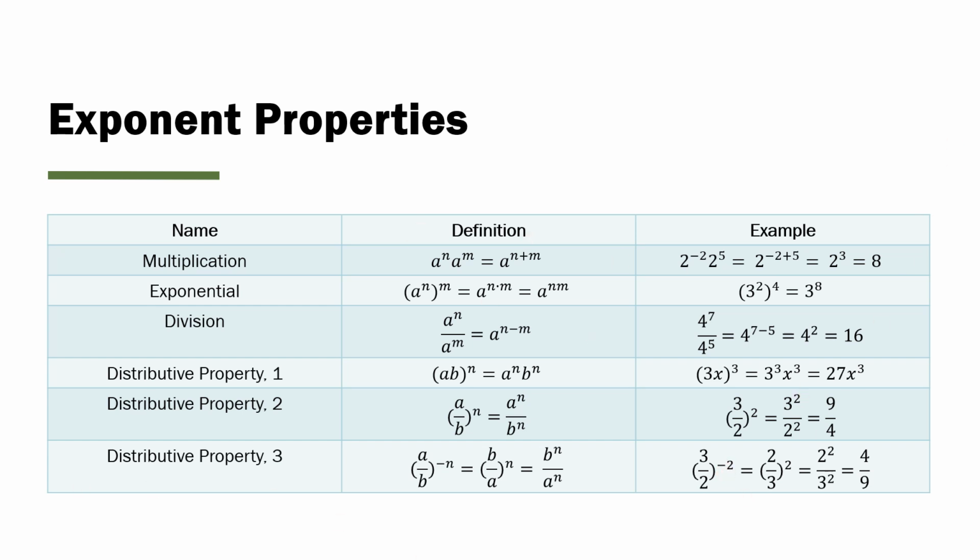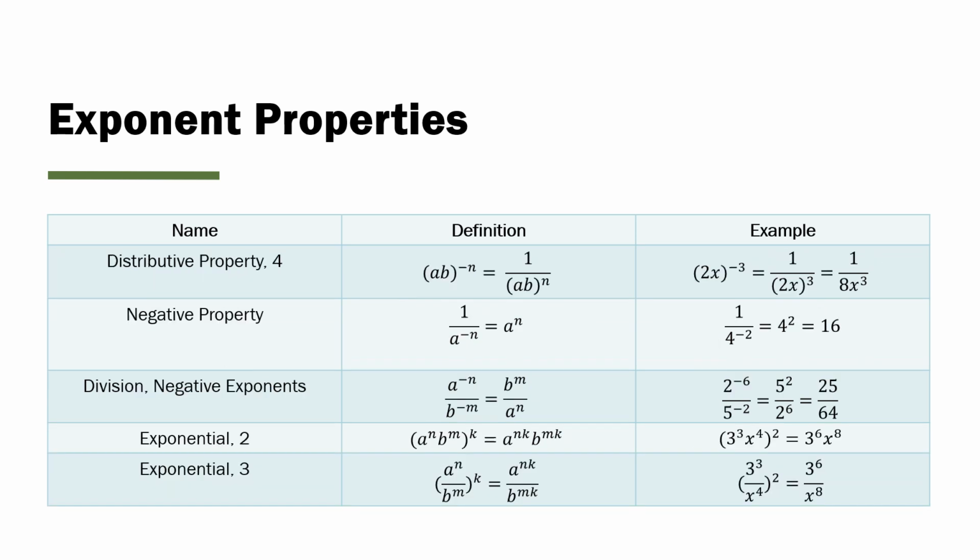All right, let's go through some more properties. We have one more distributive property. And again, it's another trick to resolve a negative exponent.